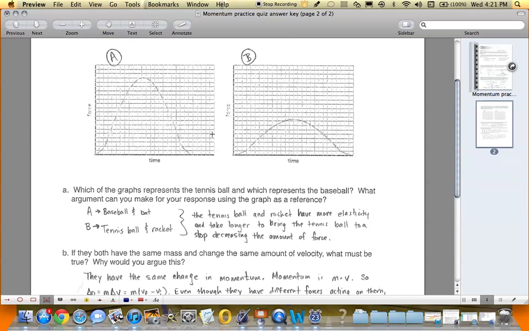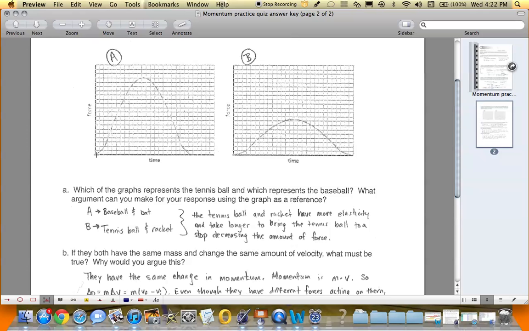A tennis ball is very flexible, and so is the racket itself. Because of their flexibility, the tennis racket's going to act like a cushion that basically will catch the ball and then throw it forward. Because it occurs for such a long time, because of that flexibility, the force on it goes down. So B would actually represent the tennis ball and the tennis racket because it takes a long time for the interaction to occur, so the force is smaller.